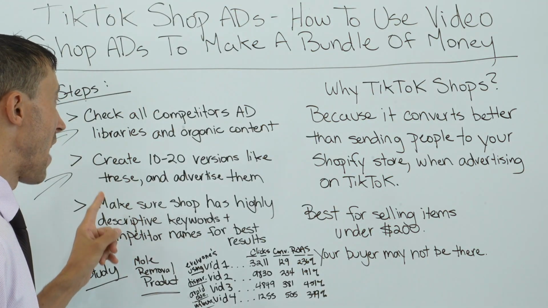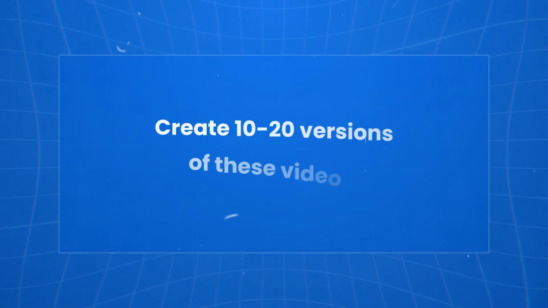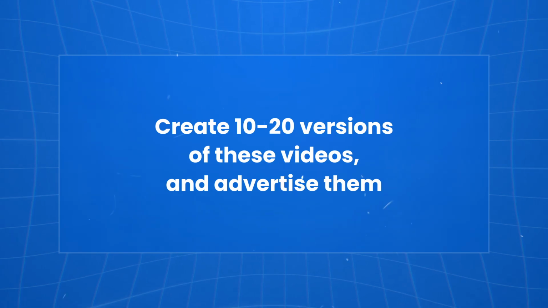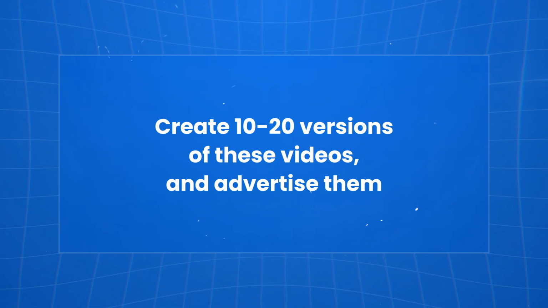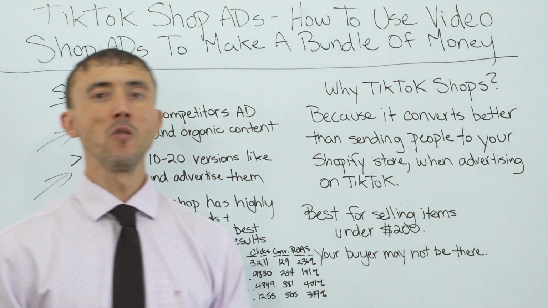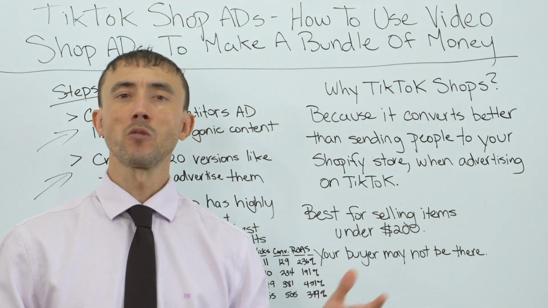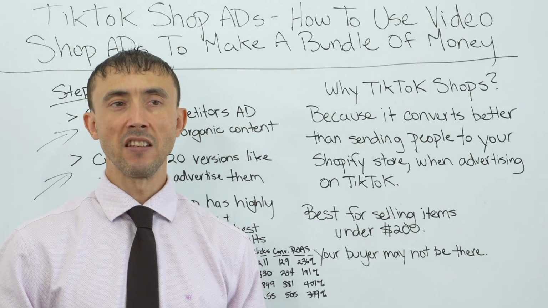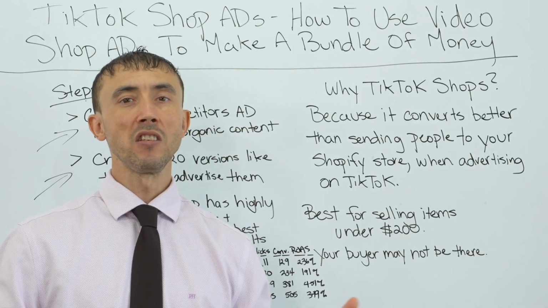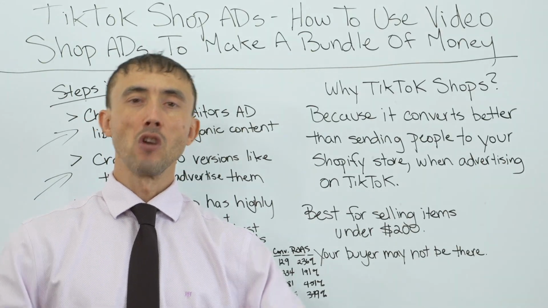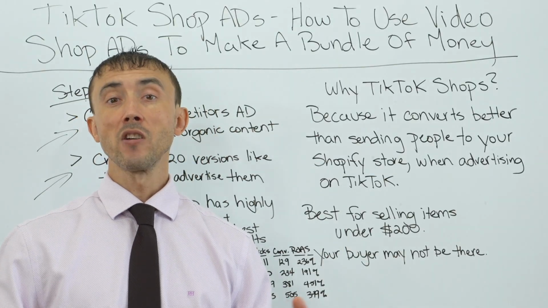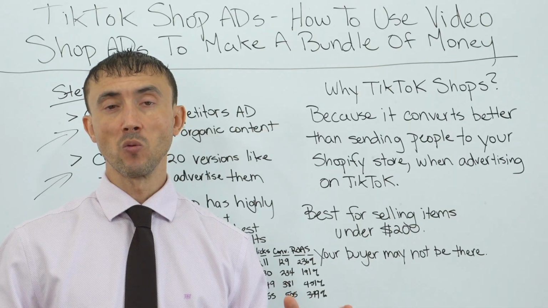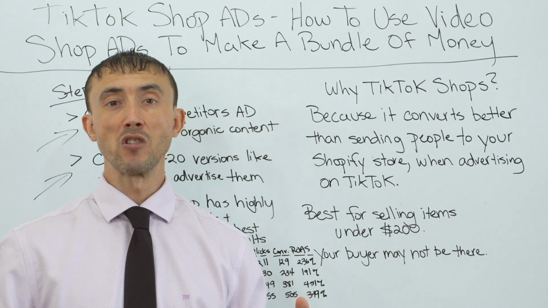Then, once you've done that and gotten that out of the way, you're going to create 10 to 20 versions of a video shop ad that you're going to run, and then, of course, advertise them. Now, ultimately, if you find out the top longest running ad that your competitor has is a UGC influencer style ad, and it shows a before and after of that influencer, and that's what works best, so what you're going to ultimately do in order to really make this work is you're going to have to make 10 or 20 versions of that same ad.